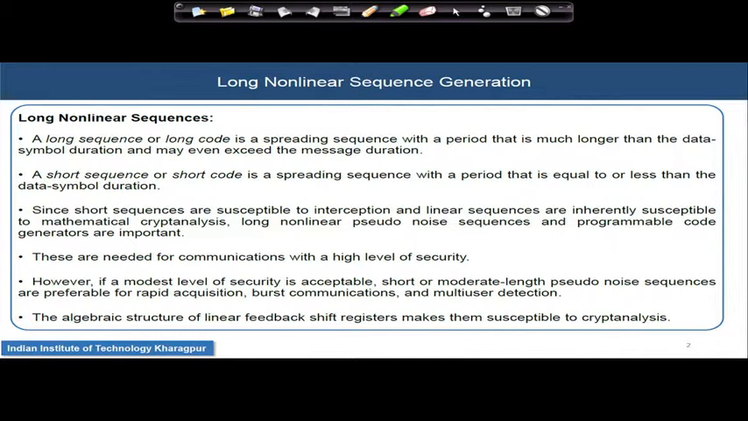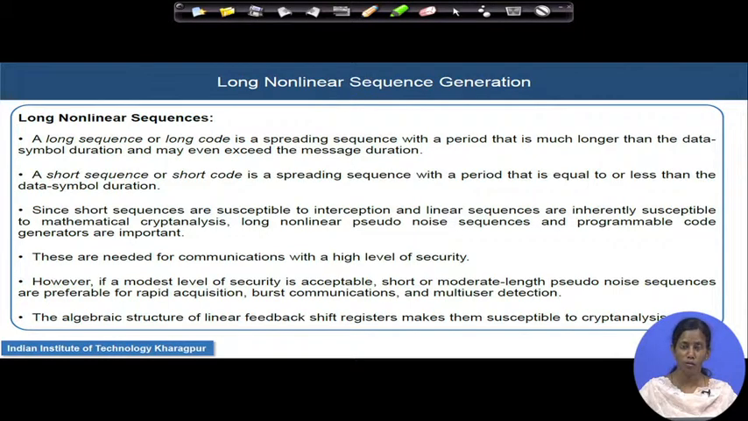Long sequence codes, or long codes in a spreading sequence, are defined in a way that the period of such codes should be much greater than the symbol period. Then we can say that they are long sequence codes, whereas short sequence codes, or short codes, are defined as having a period which is much less than the data symbol duration.